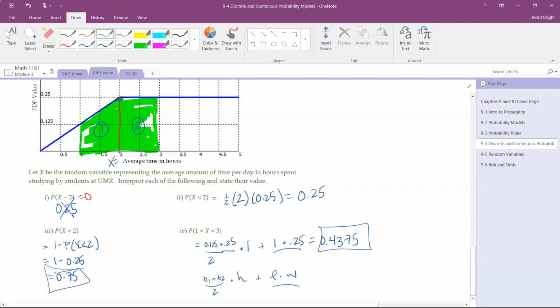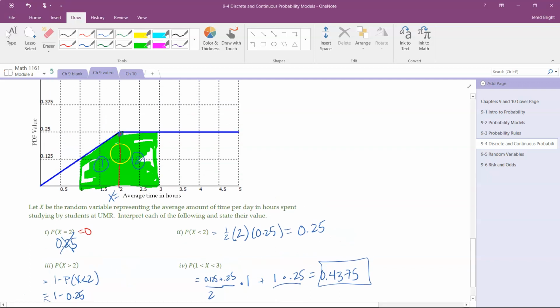Big thing, remember continuous density or continuous probability functions, probabilities are measured as area. Keep in mind that the total area has to be 1, and then you should be good to go. And so points have no area.